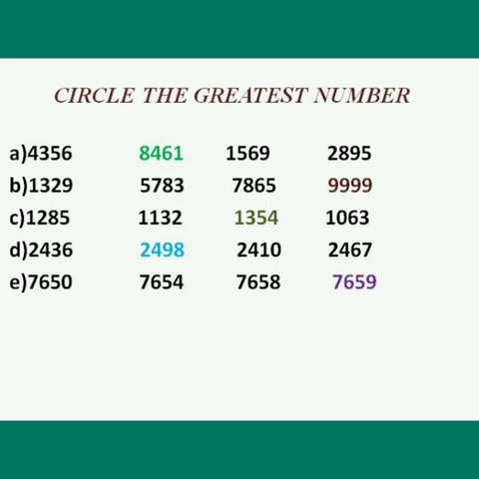Next, circle the greatest number. If we compare all these numbers based on the above 4 steps, we will get 8461 as the greatest number in the first one, and in the next example we will get 9999 as the greatest number, and for the third one 1354 is the greatest number, and for the fourth one 2498 is the greatest one, and for the fifth one 7659 is the greatest number. Okay children?